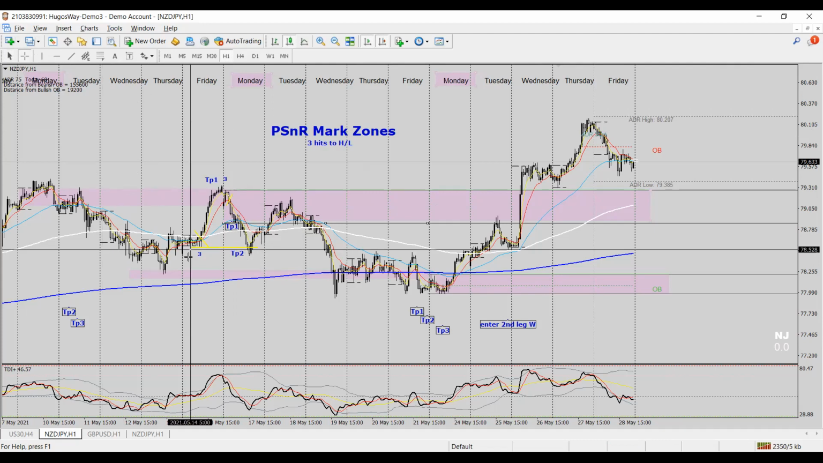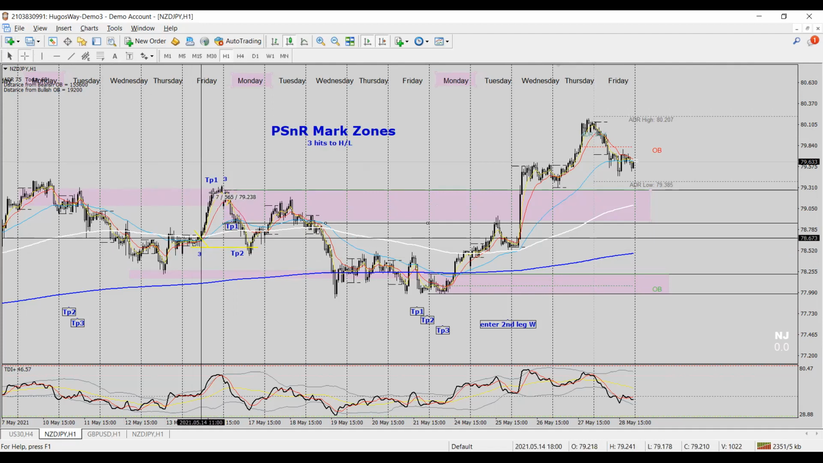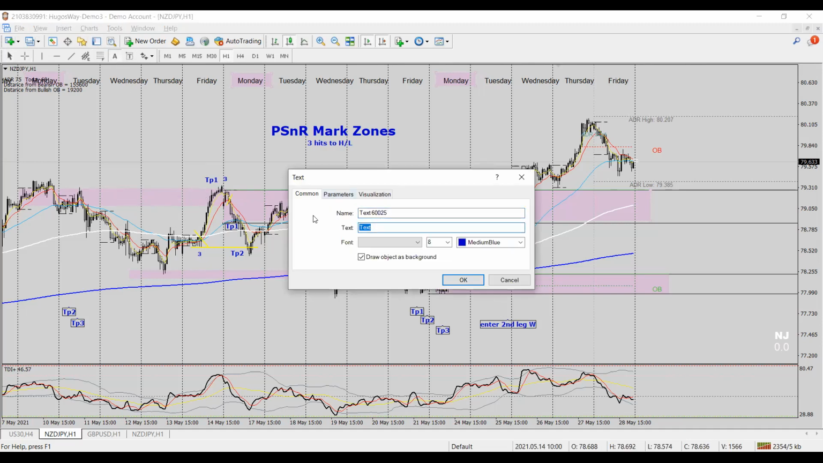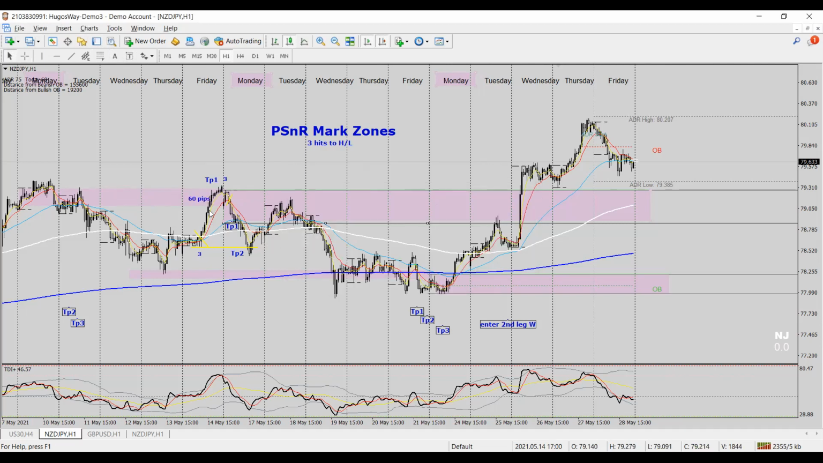All right, so let me mark this. This one was 50. Let's see if we actually use this pin right there. 62 some odd pips. Just go 60 pips. Call it a day, right? Who is mad at that? 60 pips.